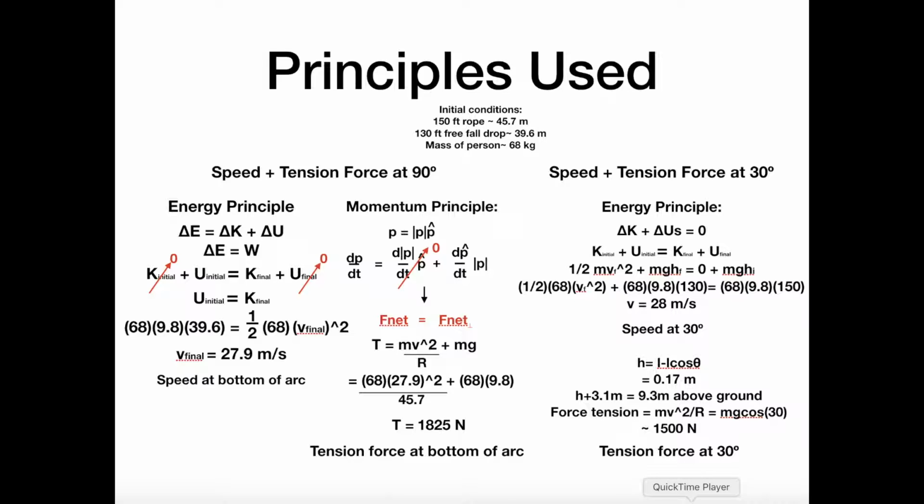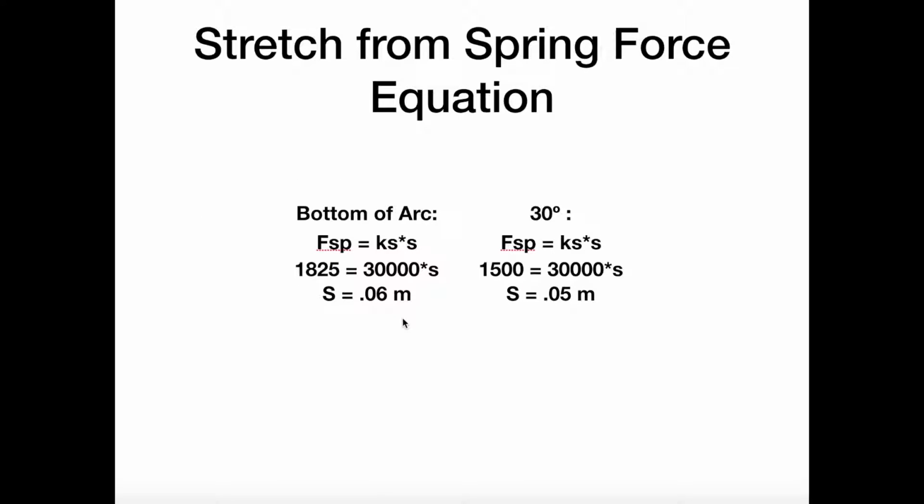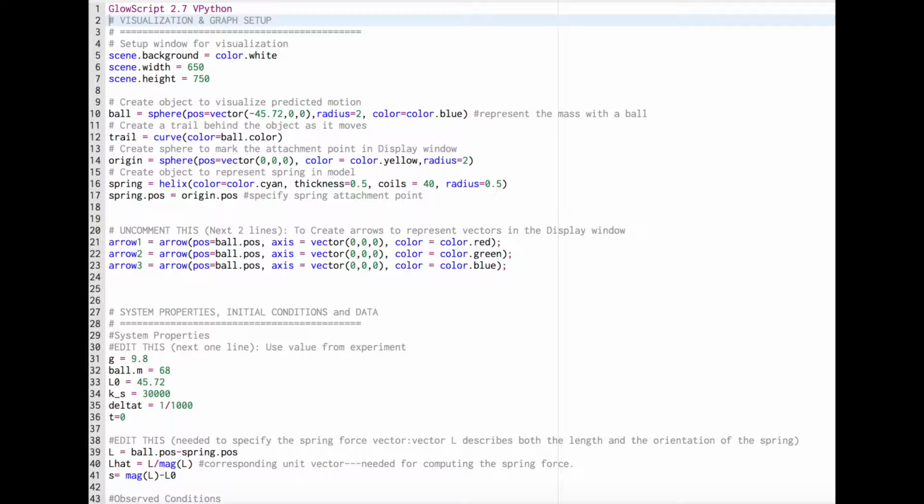Finally, I'm able to find the stretch from the spring force equation. I was able to plug in the tension forces I calculated before and set that equal to the spring constant, which I found online, times the S, the stretch. I then found the stretch at the bottom of the arc to be about 0.06 meters and at 30 degrees from the bottom to be 0.05 meters.